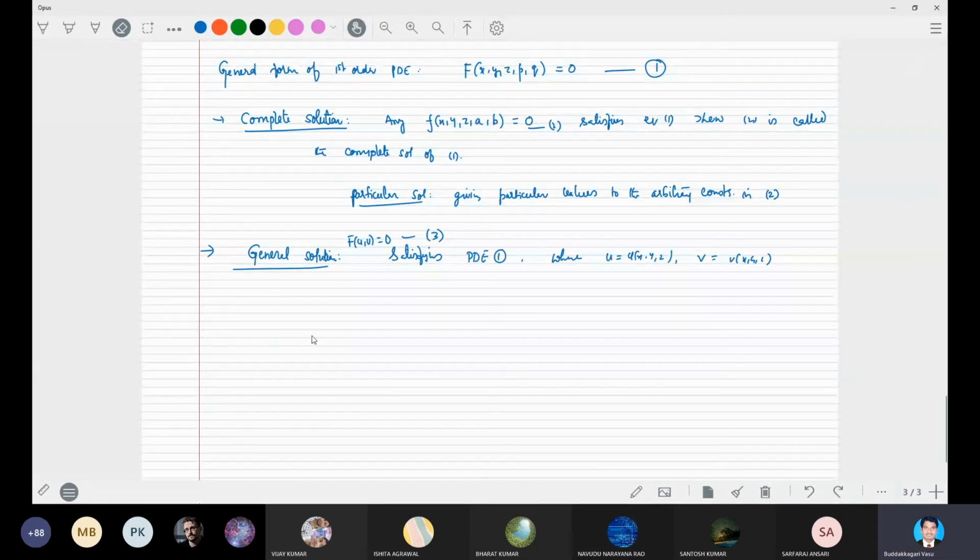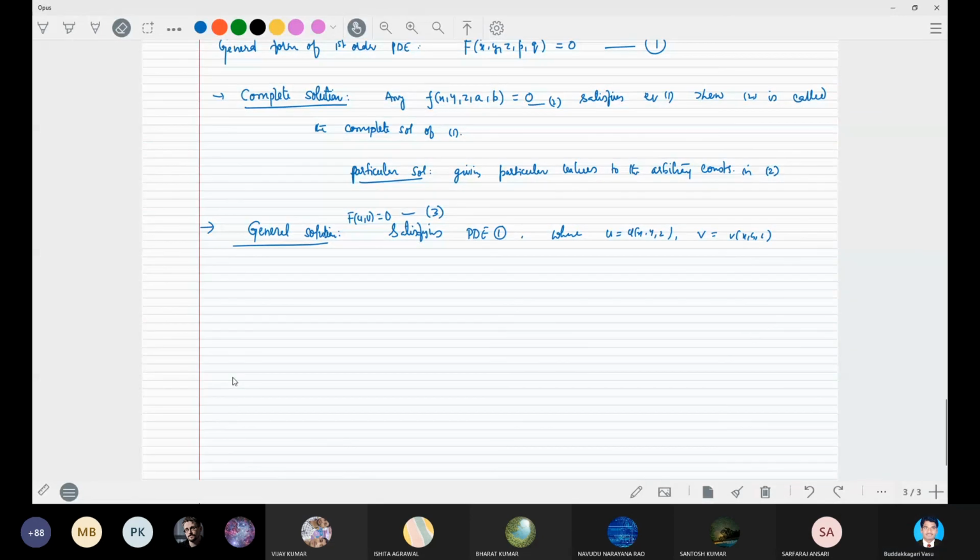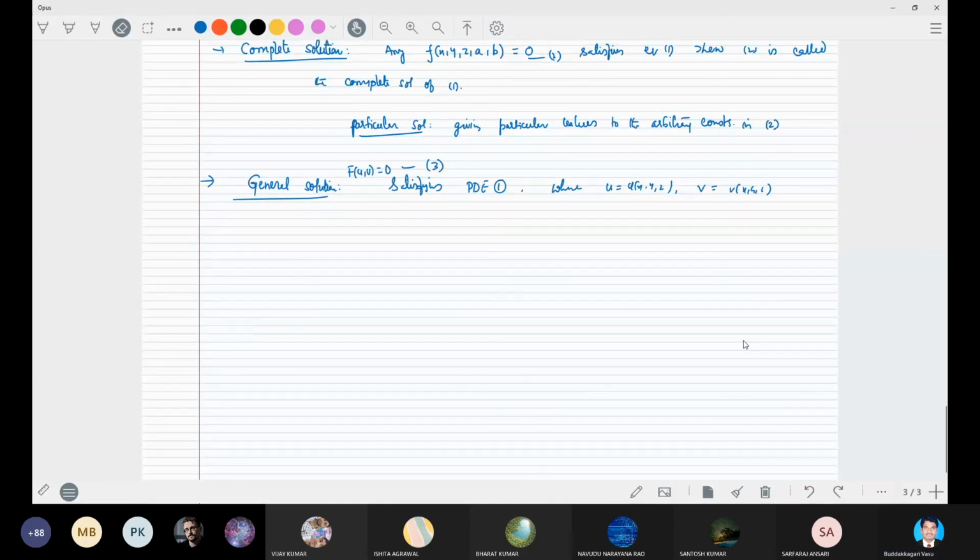Next, we already said the linear PDE: a partial differential equation of order 1 involves p comma q. If there is no second or higher degree of p and q, and no product of p and q involved in the equation, then that is said to be a linear partial differential equation. Otherwise, it is said to be non-linear.